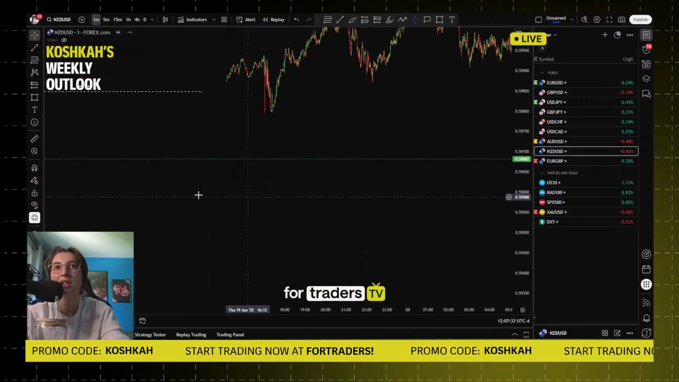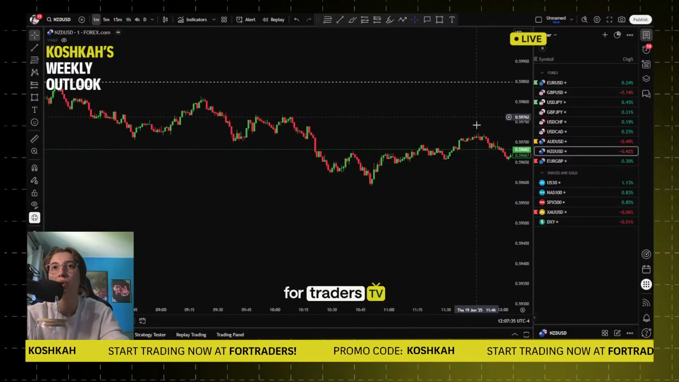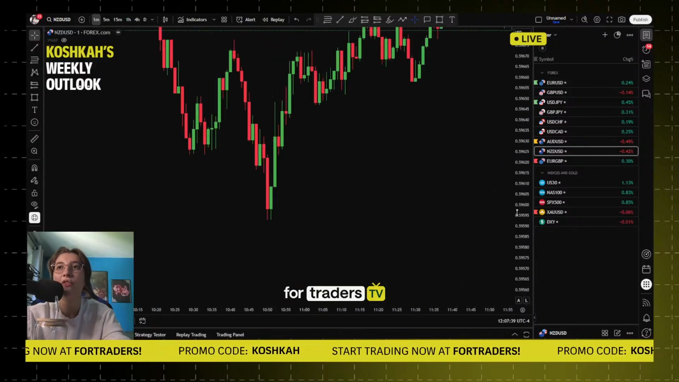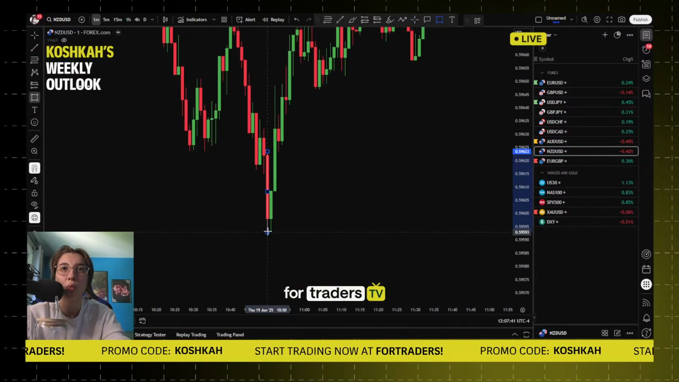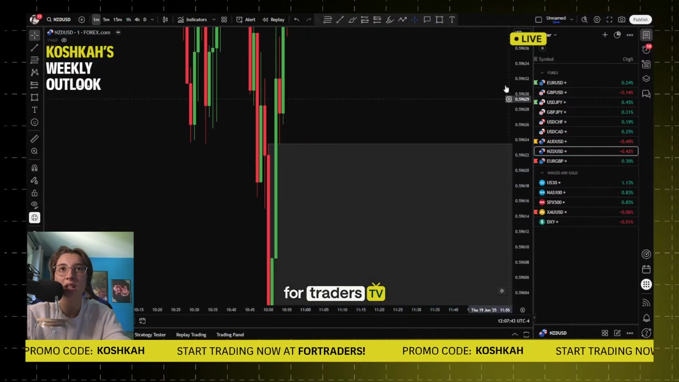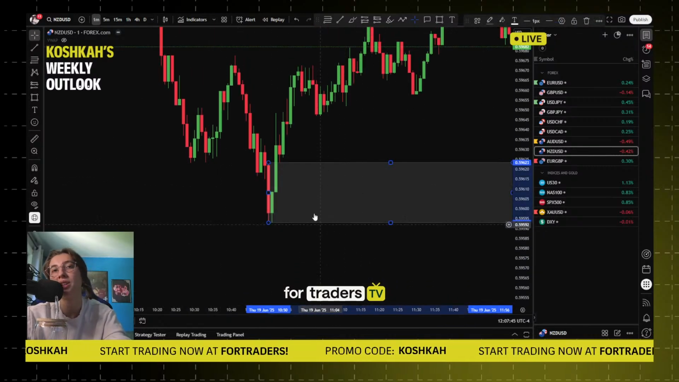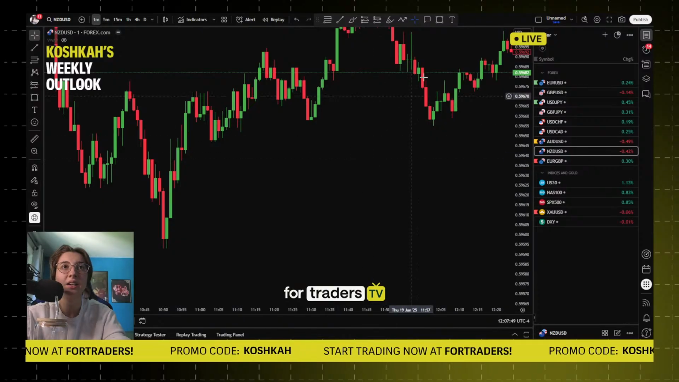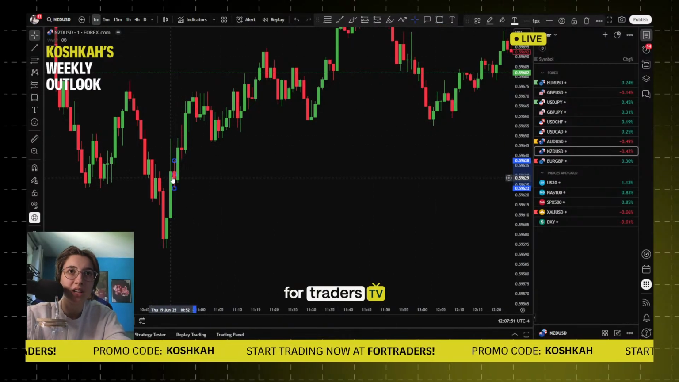So let me just identify where was the extreme POI for that area. When I'm looking for the extreme POI, I'm looking for the lowest POI in the range. In this case, here looks like it was already mitigated. We don't have any gap, so that's invalid. Let's see if this one is valid.